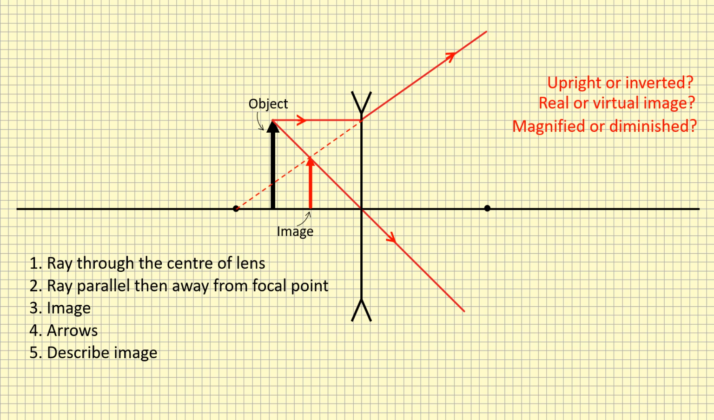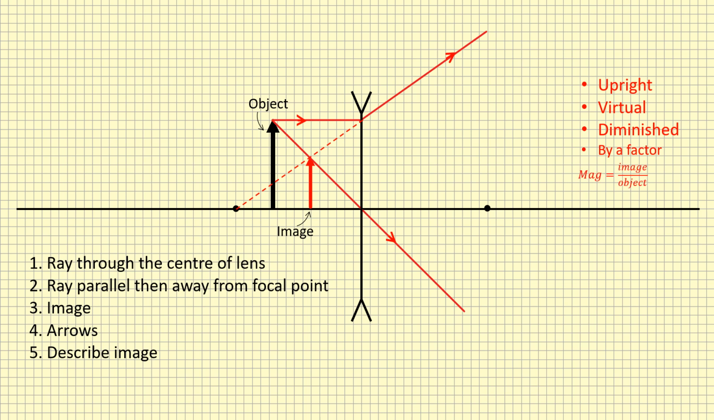Okay, and now time to describe the image. Is it upright or inverted? Clearly it's upright. Is it real or virtual? The rays aren't actually meeting there. One of those is a dotted line there, so it's showing where the ray would appear to come from. So that's a virtual image. Is it magnified or diminished? As you can see, the image is smaller, so it's diminished. By what factor? Let's count the image size and the object size. The object is still 10. The image is around 6, I'd say. So 6 over 10, so times 0.6 is the magnification factor.